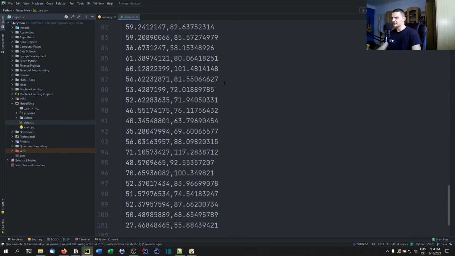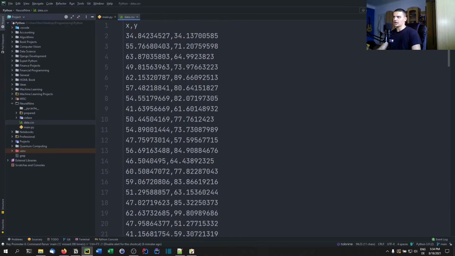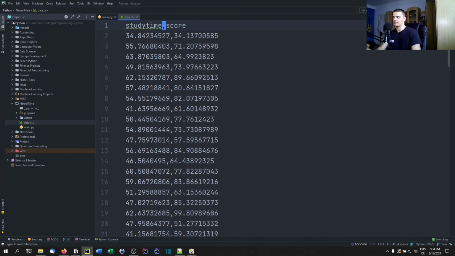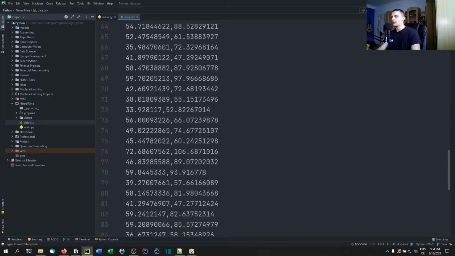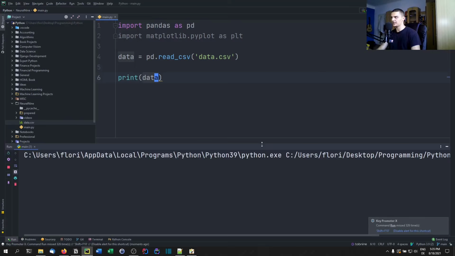However, I think we have some values above 100, as you can see here, 117. So it's not entirely accurate, but we can just go ahead and call this study time and score. So this is just a basic comma separated value file, CSV file, with some random values. We can load them in by saying data equals pd.read_csv data.csv, and then we can take a look at it by saying print data to see the structure of the data frame. Nothing too fancy.